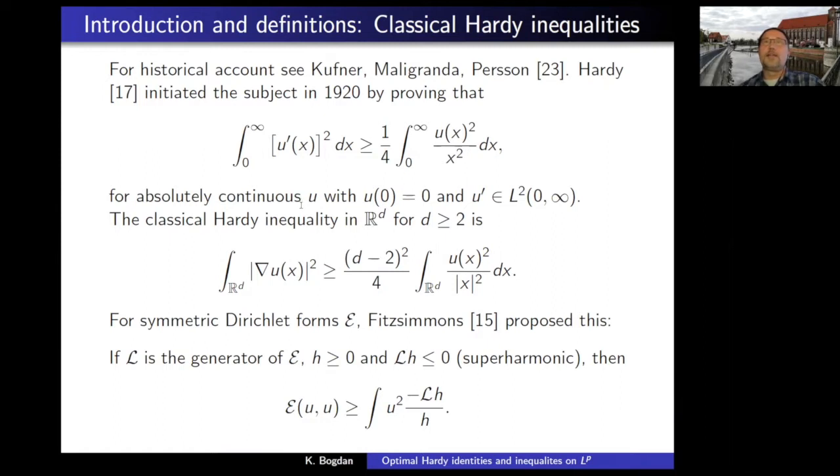And then, of course, there were a lot of developments. In particular, the classical Hardy inequality in RD is this inequality with the gradient squared. And here we have a similar quadratic form. In a sense, the initial Hardy inequality is a special case. Everything is the same. And of course, for d equal to 2, there's no comparison really, because there's 0 on the right.